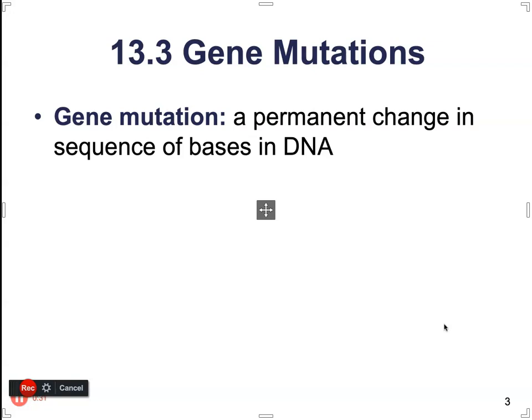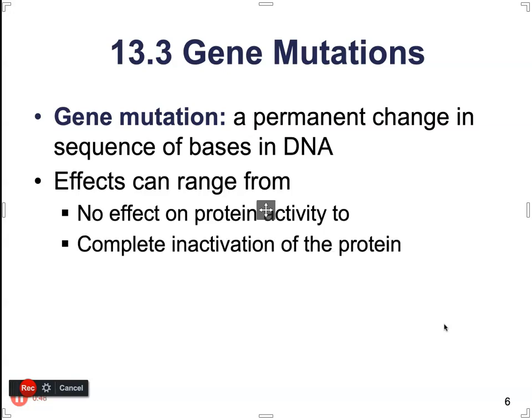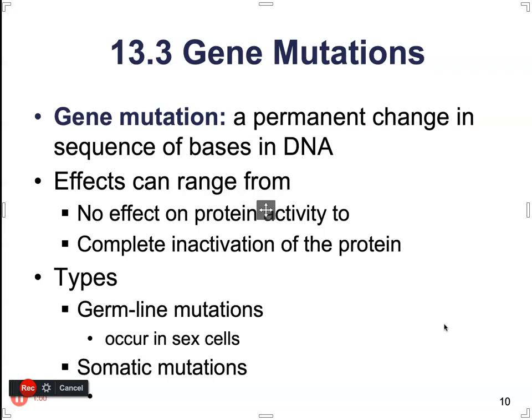A genetic mutation is a permanent change in the sequence of bases in DNA, and the effect of the gene mutation can range from no effect at all to having a complete inactivity of the gene. There are two types of mutations. There are germline mutations. Germline mutations occur in sex cells and can be passed down from one generation to the next. There are also going to be somatic mutations. Somatic mutations occur in the body, or body cells or somatic cells. These are not going to be passed down through the generations.